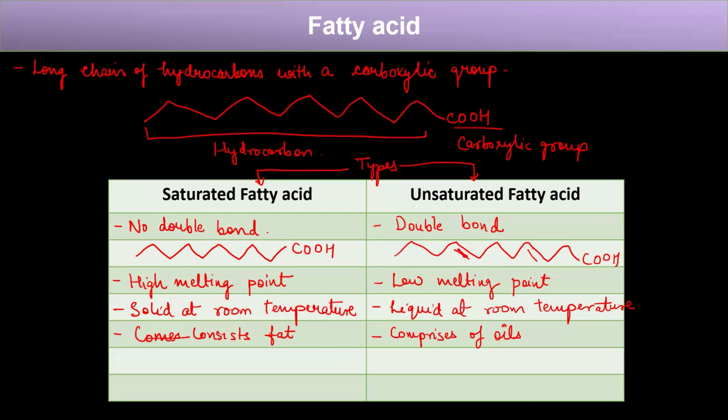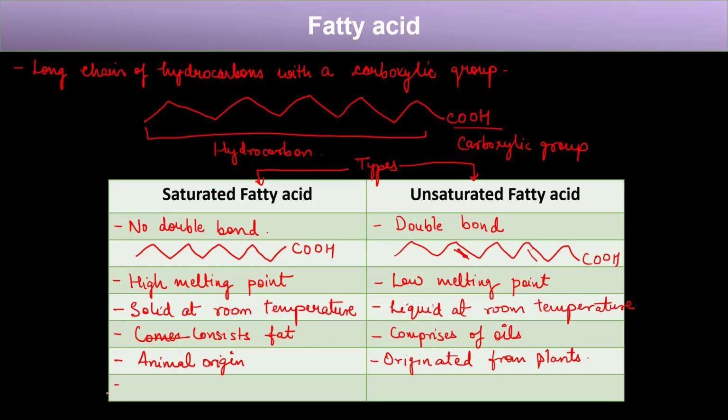Now, another difference between saturated and unsaturated is that the saturated fatty acids originate from animals. So they have animal origin, while the unsaturated fatty acids originate from plants.